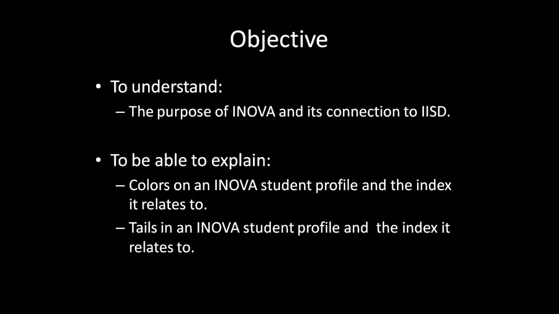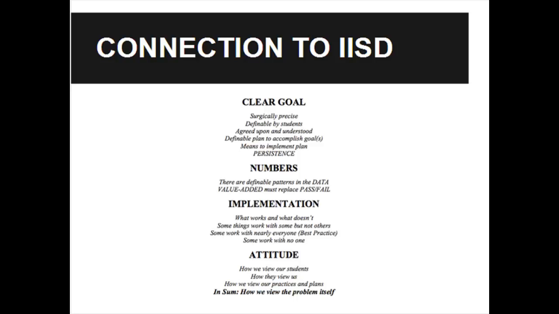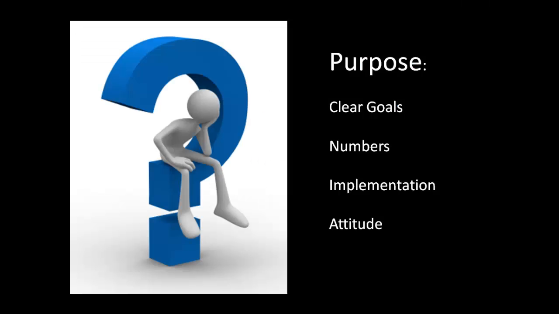Its connection to Irving ISD is in the following way. INOVA helps you establish clear goals for your kids. Knowing exactly the scenarios and archetypes that they fall in helps you better understand what their numbers are, and seeing the interventions for the different archetypes and scenarios helps you guide and implement the interventions that need to take place, all while having a great attitude. So again, the purpose of INOVA and its relationship to the district is having clear goals, knowing your numbers, implementing interventions, and having a great attitude.